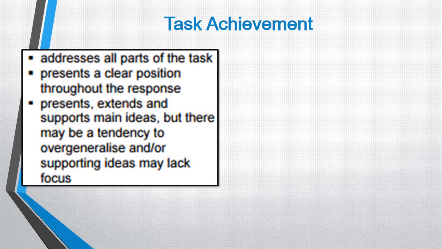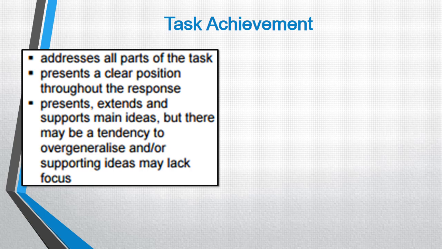Now we're going to have a look at each of the 4 key criteria in turn and see exactly what it is that you need to do in order to score a band 7 for each of them. First, we'll take a look at task achievement.